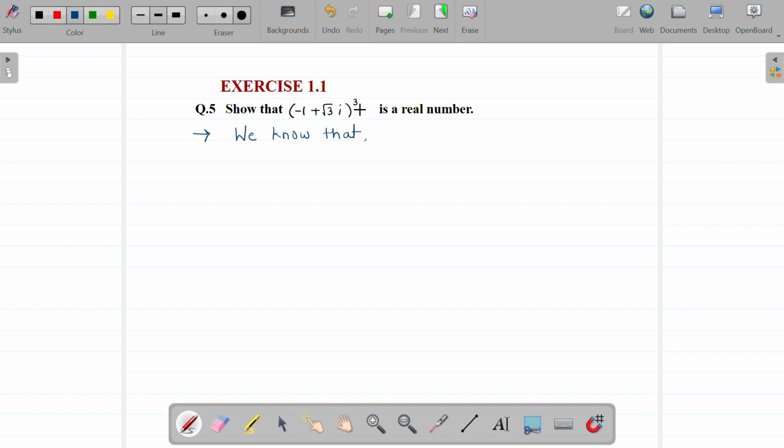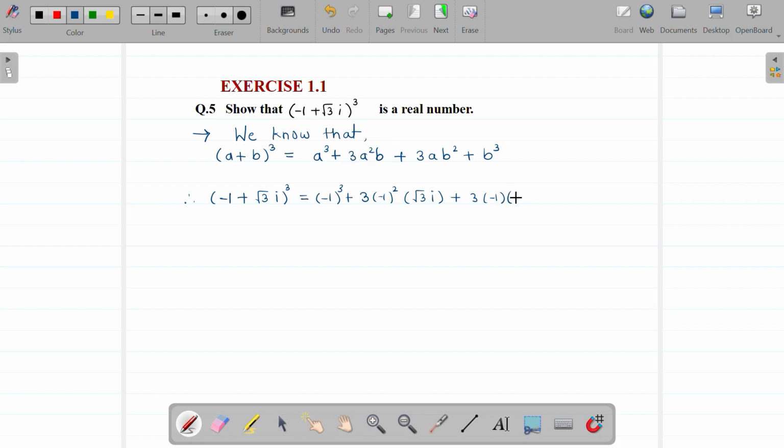(a + b)³ is equal to a³ + 3a²b + 3ab² + b³, and therefore (-1 + √3 i)³ equals a³ + 3a²b + 3ab² + b³.